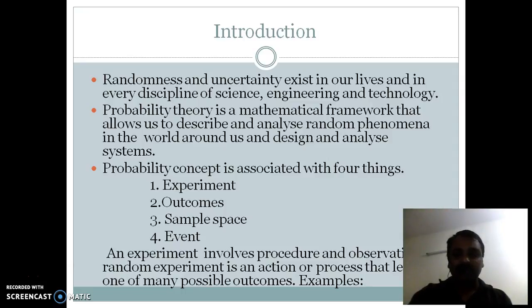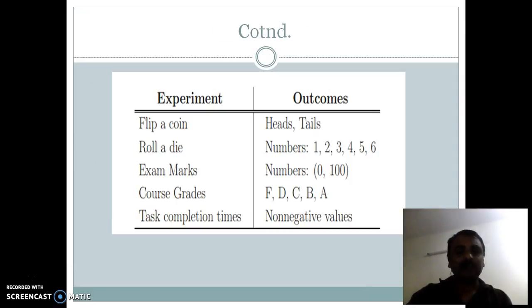An experiment involves procedure and observation. A random experiment is an action or process that leads to one of many possible outcomes. Examples: flipping a coin. In this experiment, outcomes are heads and tails. Rolling a die. In this experiment, outcomes are numbers 1, 2, up to 6.